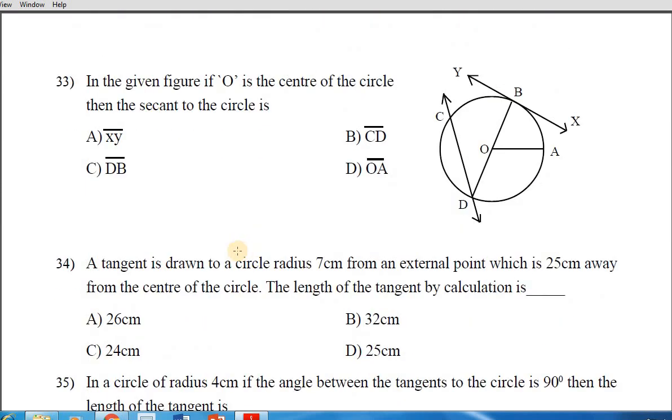Question number 33. In the given figure, O is the center of the circle. Then the secant to the circle is XY? XY is actually a tangent because it is intersecting the circle at only one point. CD, yes, CD is the secant. CD is the right one for this. See, CD is intersecting the circle at 2 points. DB is the diameter. OA is the radius.